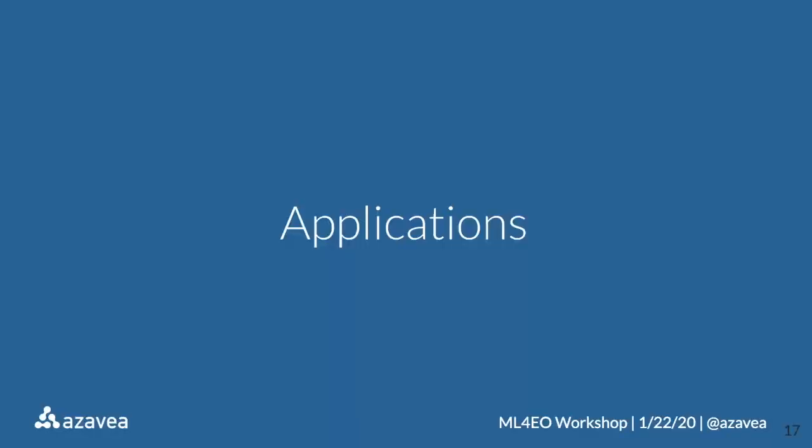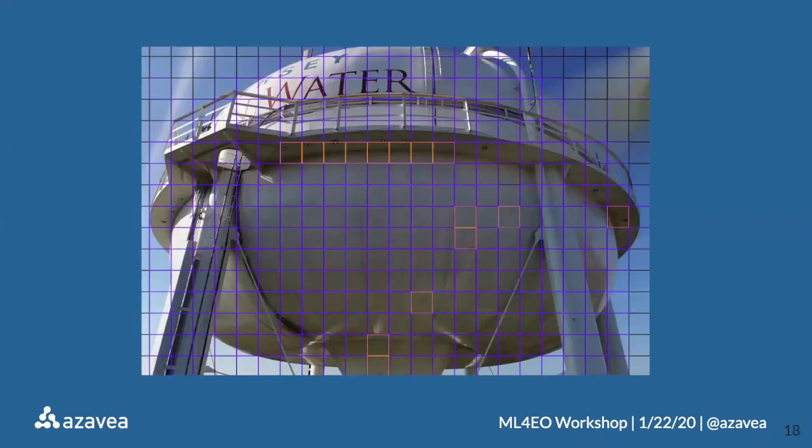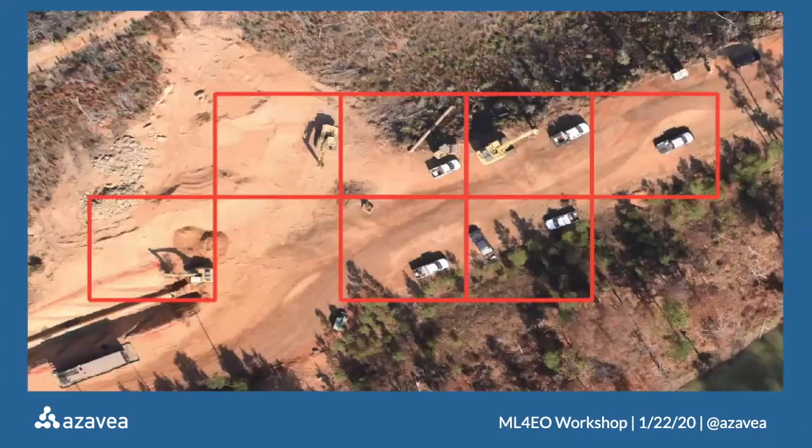So now I'm just going to briefly go over some applications we've done using these tools. So this was for a water utility company. So they flew drones around some water tanks, and they had a tank management system, and they want to automatically prioritize tanks for maintenance. So this was to find rust spots. So each cell is orange if it's predicted to have rust.